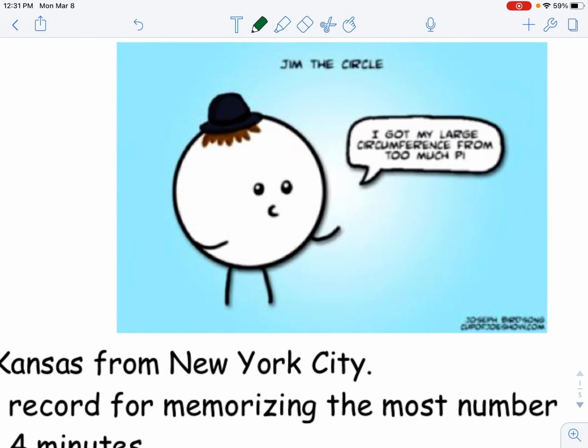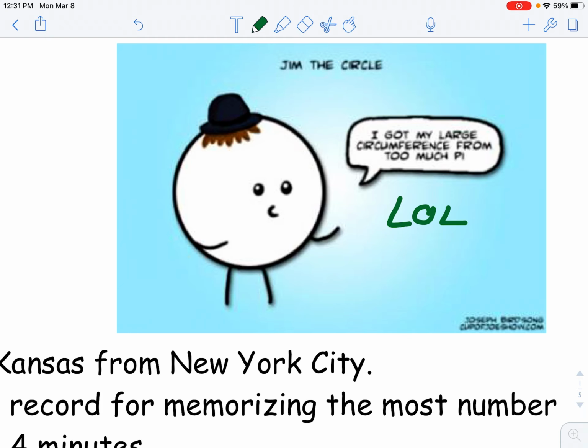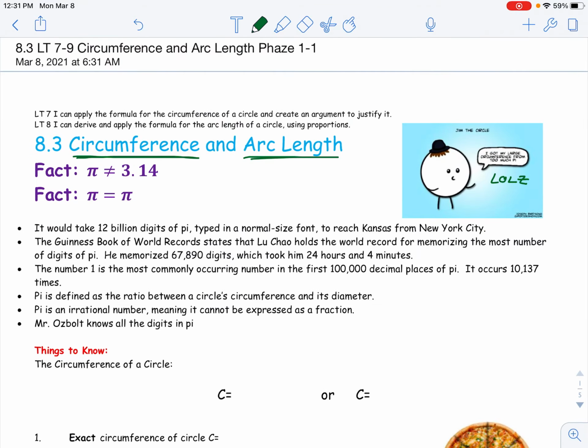Alright, and here's a funny joke. I got my large circumference from too much pi. I literally laughed out loud when I heard that joke. So let's jump into some things.